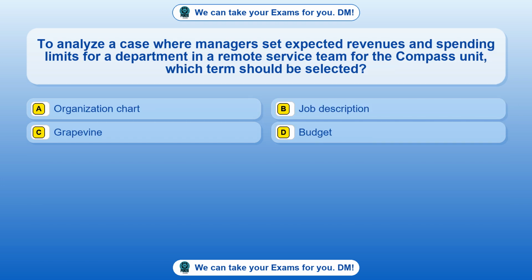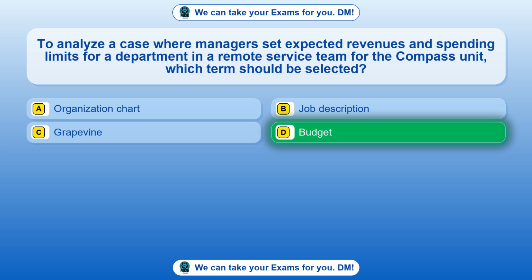Question 60. To analyze a case where managers set expected revenues and spending limits for a department in a remote service team for the Compass unit, which term should be selected? Option A, organization chart. Option B, job description. Option C, grapevine. Option D, budget. The correct answer is option D, budget.